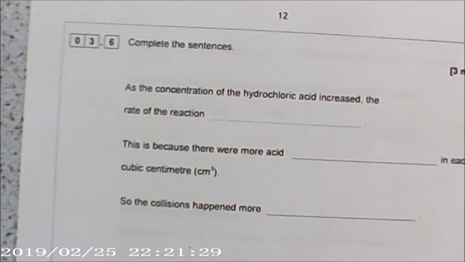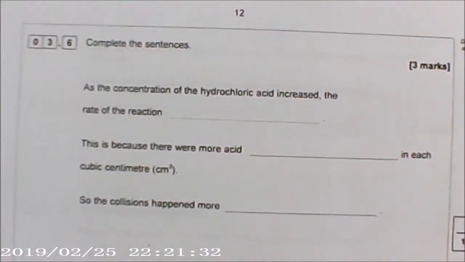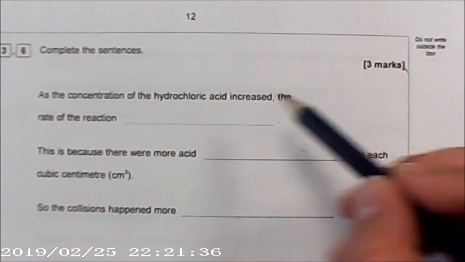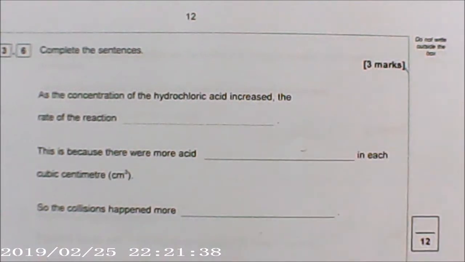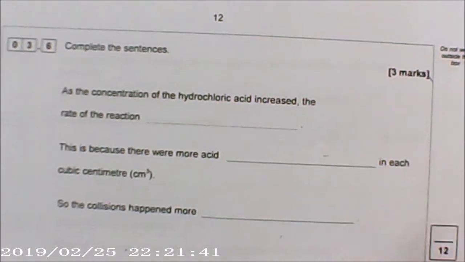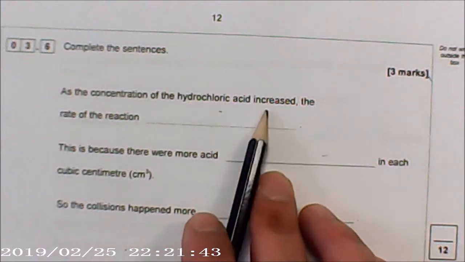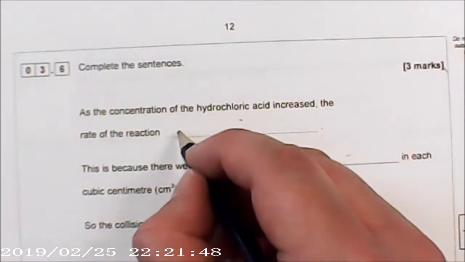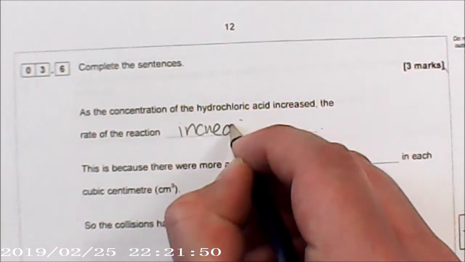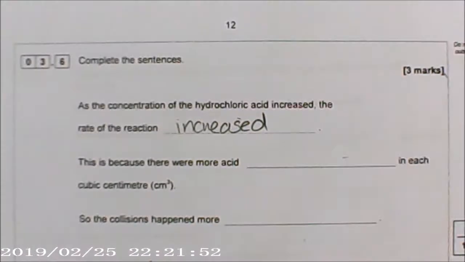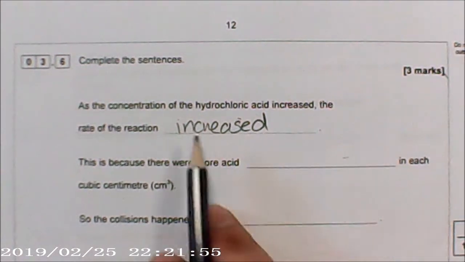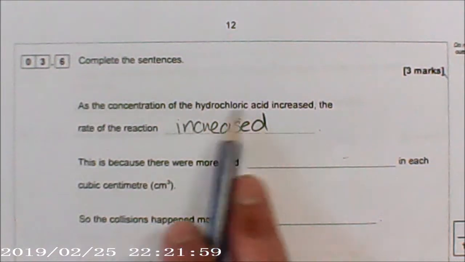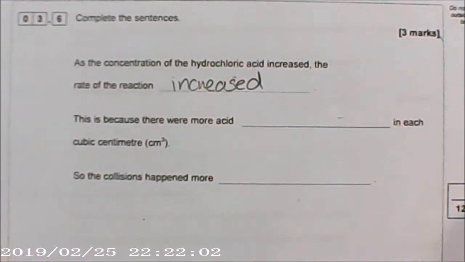Right, last question on question 3. Complete the sentences. Now there's 3 spaces and it's worth 3 marks. So we know that even if we go wrong on one of these, we can still pick up marks for the other. As the concentration of hydrochloric acid increased, the rate of reaction increased. Okay, so if you increase concentration, it will make the reaction happen faster. They will accept went up or got bigger, but increased, I imagine, is what most of you have put.